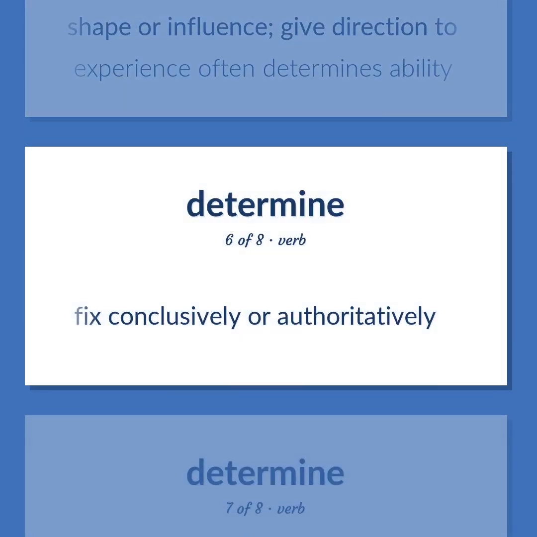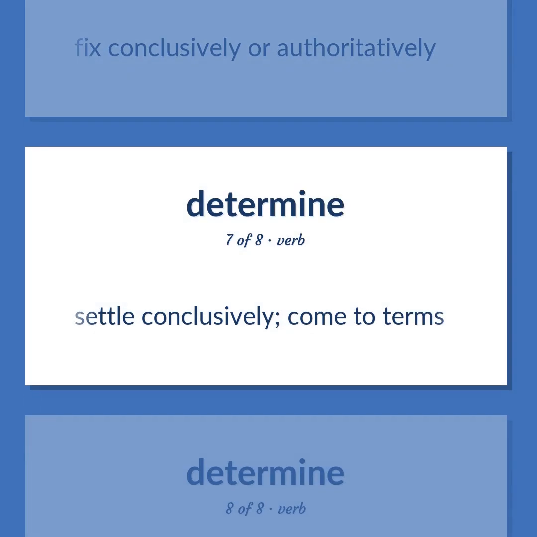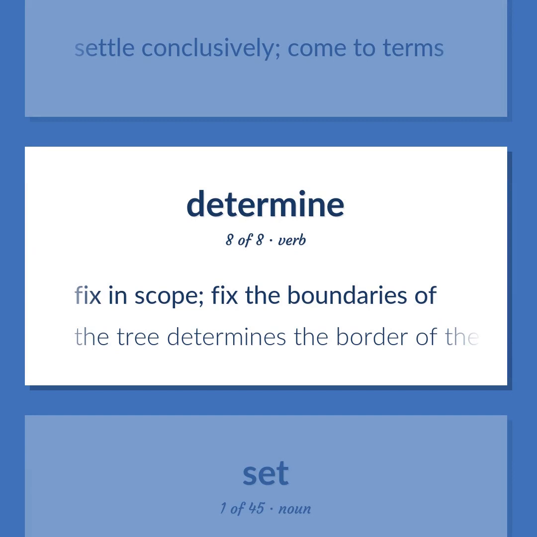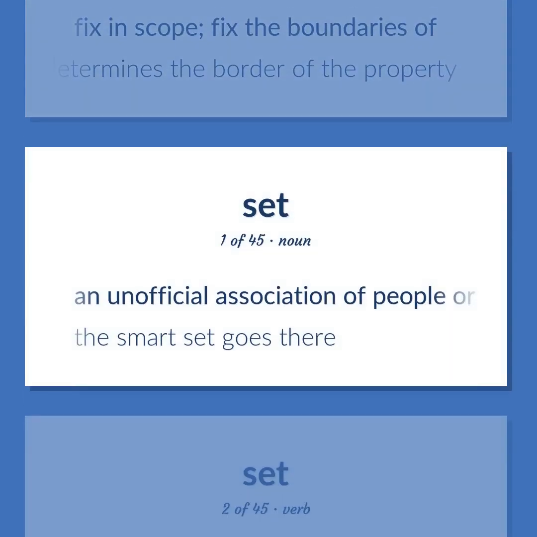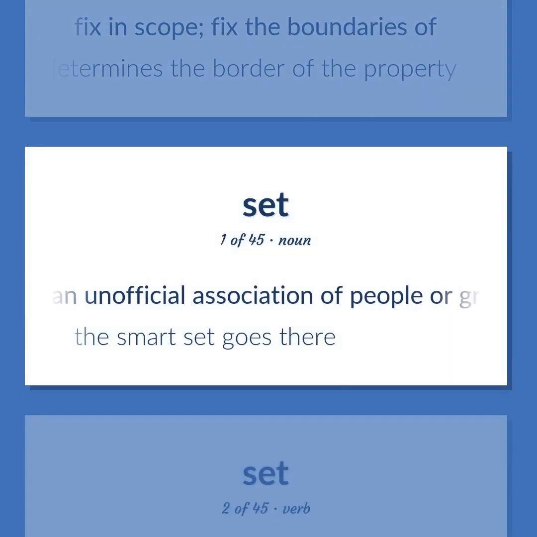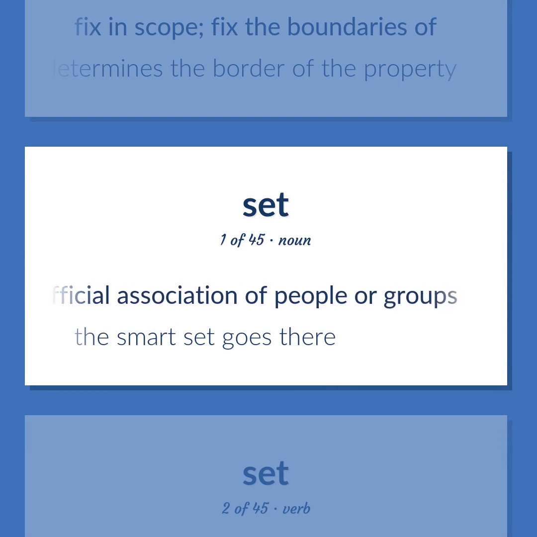Fix conclusively or authoritatively. Settle conclusively. Come to terms. Fix in scope. Fix the boundaries of. The tree determines the border of the property. An unofficial association of people or groups. The smart set goes there.